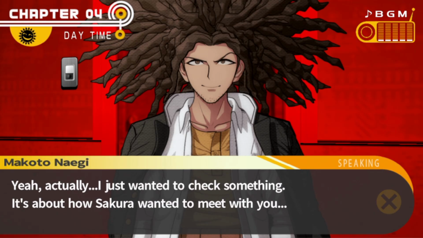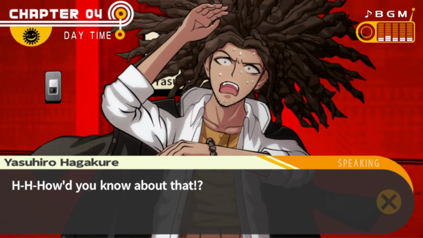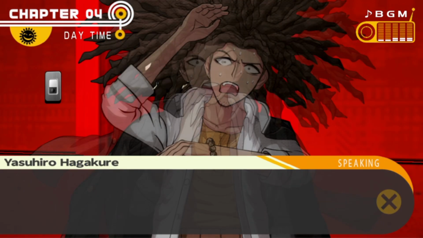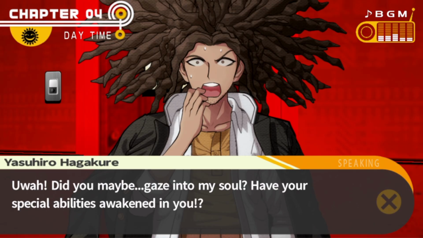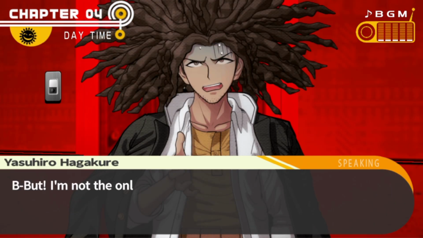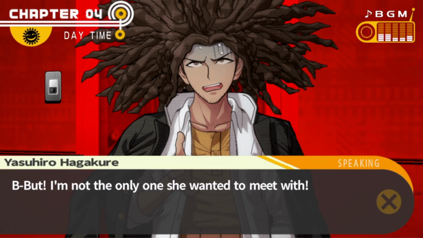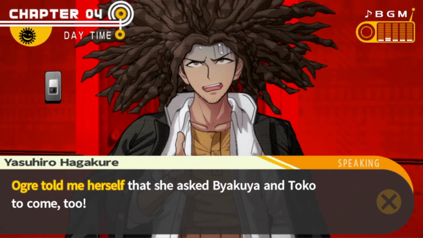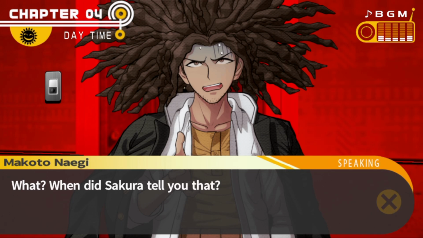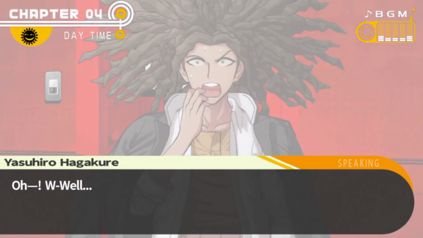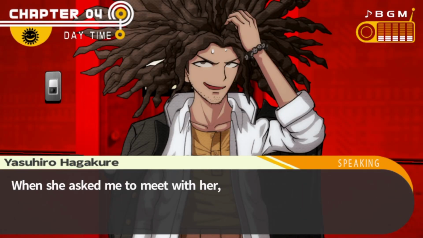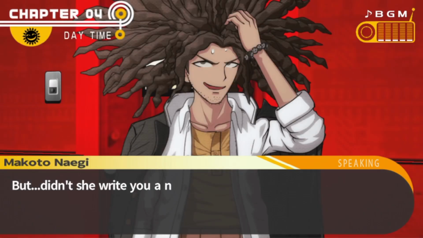It's about how Sakura wanted to meet with you. What? How did you know about that? Could it be? Did you maybe gaze into my soul? Have your special abilities awakened in you? But I'm not the only one she wanted to meet with. Ogre told me herself that she asked Byakuya and Toko to come too. What? When did Sakura tell you that? What? Oh, well, when she asked me to meet with her, of course. Can you be any more obvious, Hiro?